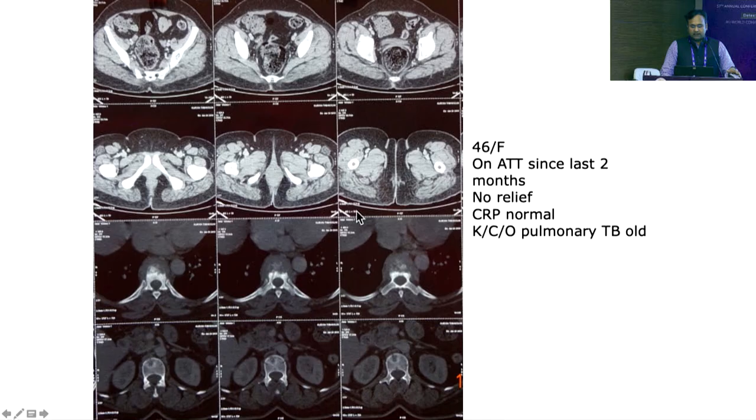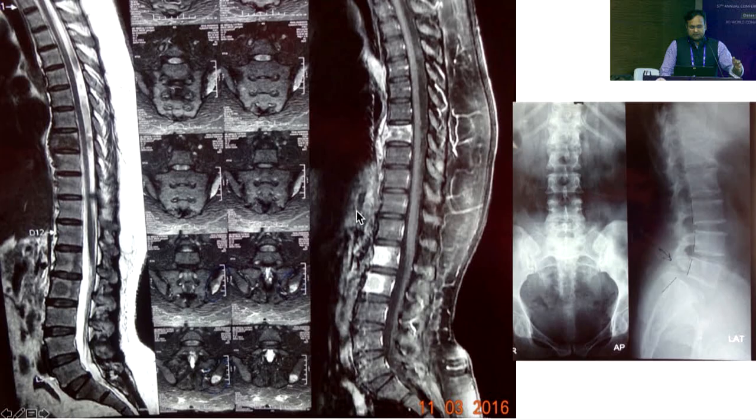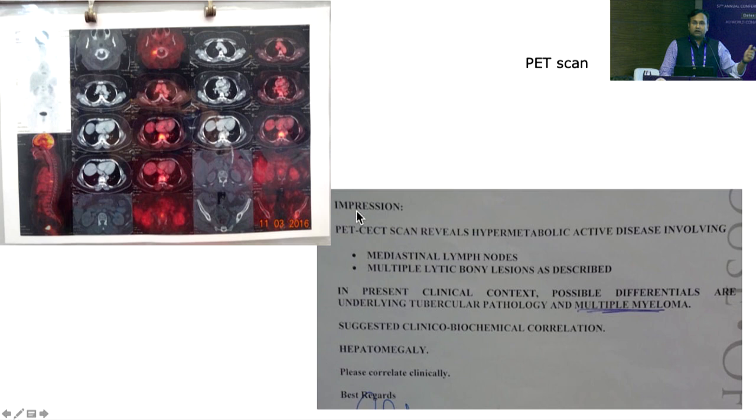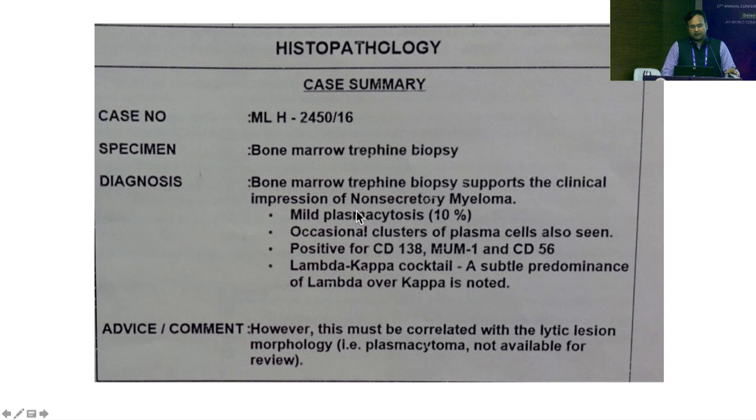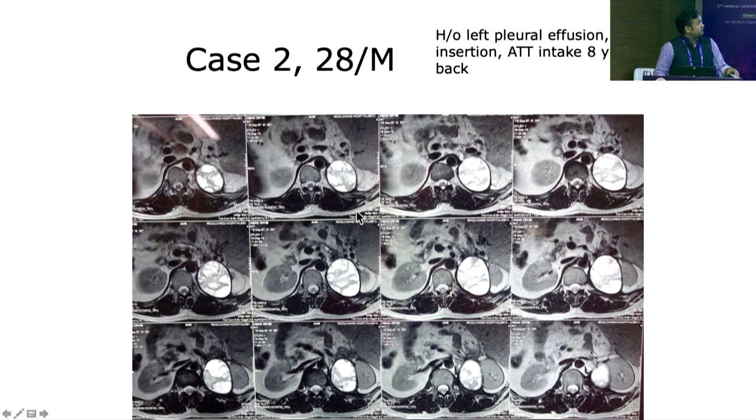I'm just going to show you some examples. This was a case where most of the patients also have a history of tuberculosis in the past, so that also deceives us. Like this case, with a history of past TB, the only thing was that there were two vertebrae having signal changes, but the end plates were okay. The x-rays were not showing any lytic lesion. So we got the PET scan done, and it showed multiple myeloma, and we also got a site to get biopsy from the ilium, and we could get the light chain kappa. This was another case with history of pleural effusion.